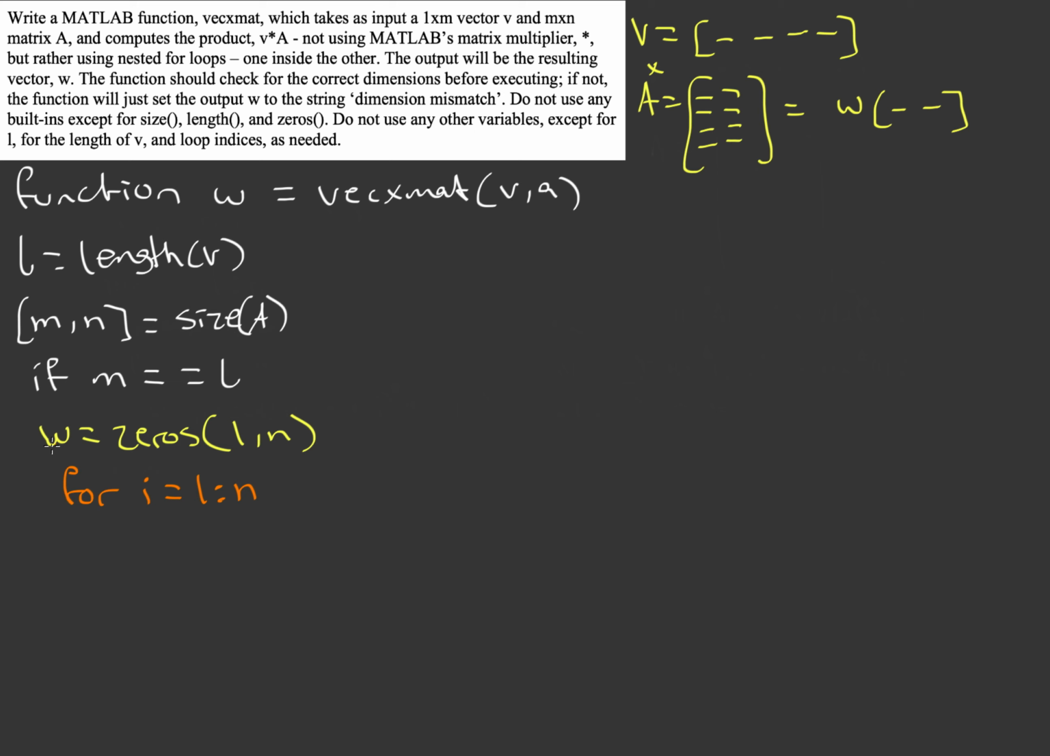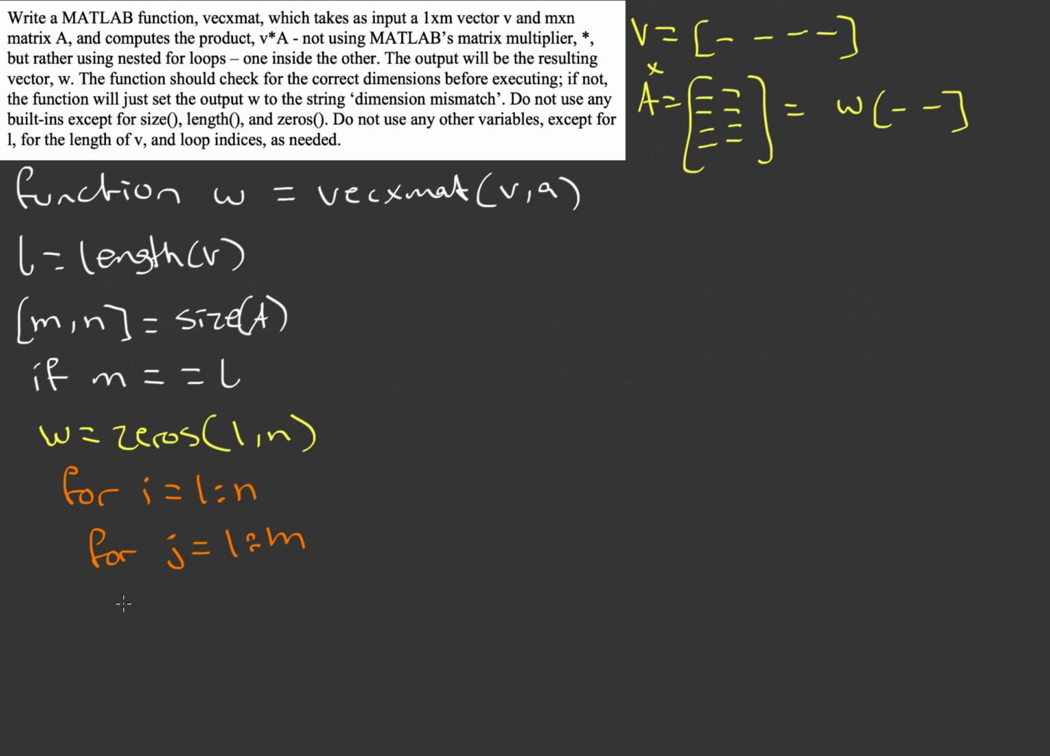Now, we already have w initialized at zeros, so we're going to use this as our running sum. So if we were not going to use w, we would say a runsum right here and make it equal to 0. But we already have zeros here, so we might as well use w itself. Then we're going to say for j is equal to 1 through, now we're going to go through m elements in our multiplication. So we'll say 1 through m.